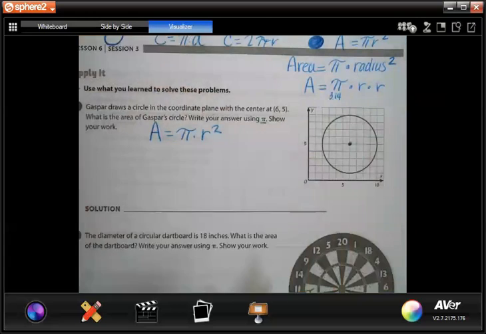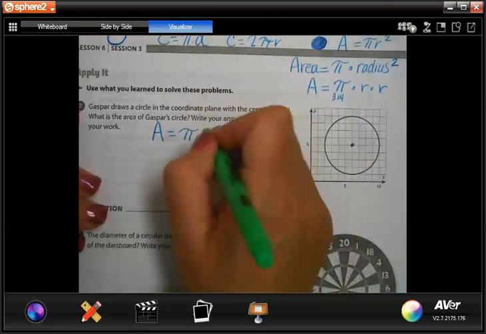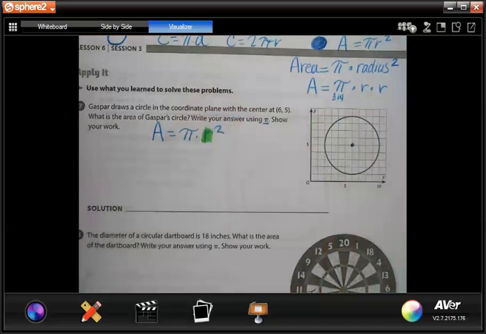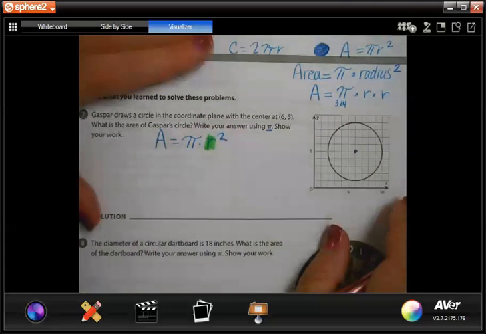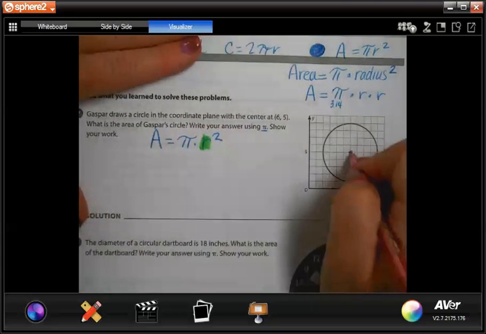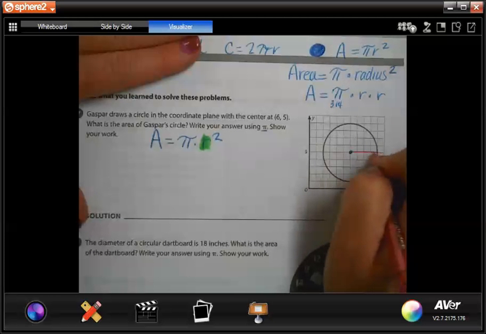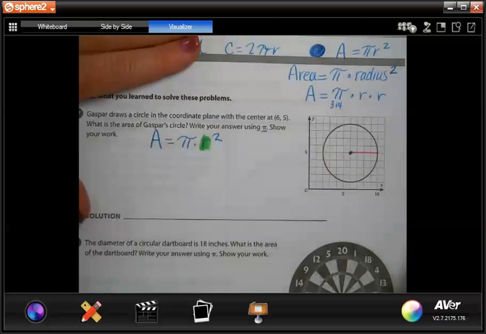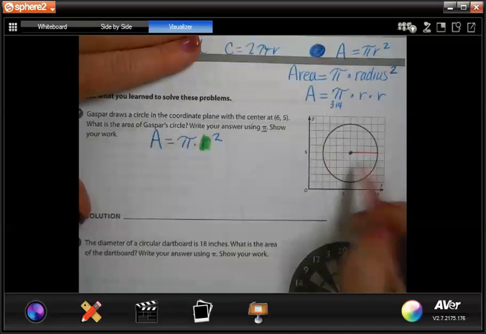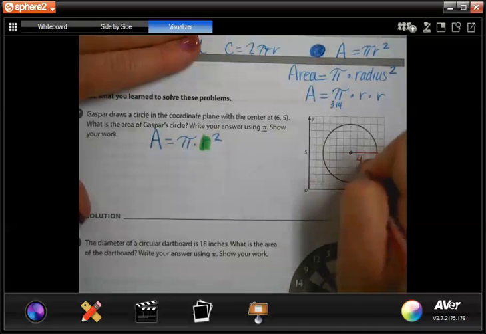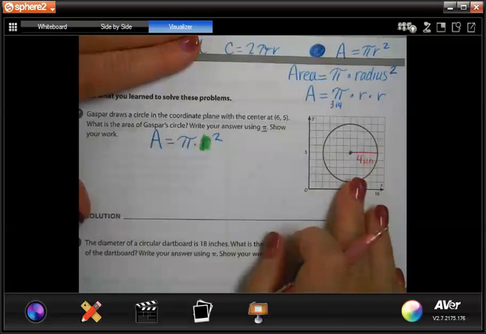So that means in order to find the area, I need to identify the radius. Now remember what that cute little song showed us today. The radius is from the center out to one of the edges. That's the radius of any circle. So if we count 1, 2, 3, 4, my radius is 4 units.